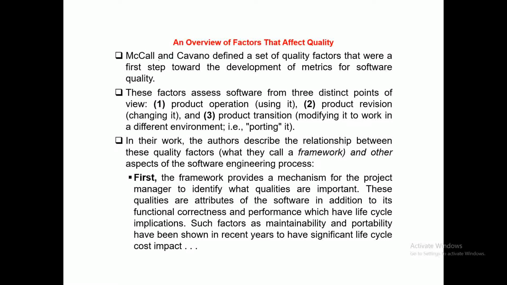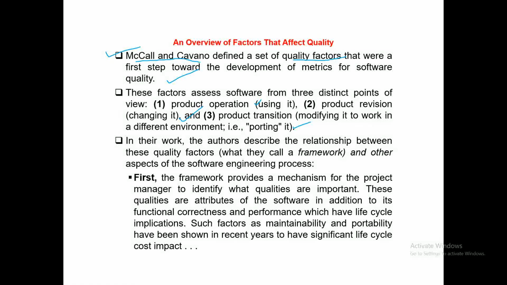So these 2 scientists have defined a set of quality factors that were a first step towards the development of a metric for software quality. These factors assess software from 3 distinct points of view. First is product operation, using it; product revision, changing it; and product transition, modifying it to work in a different environment or porting it.